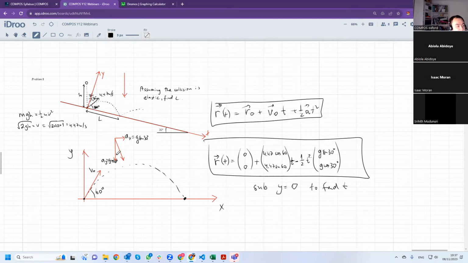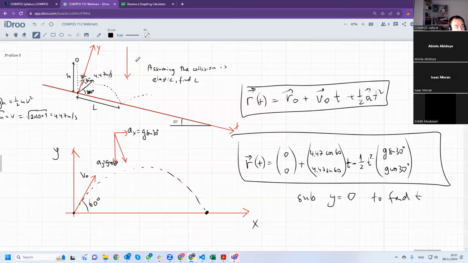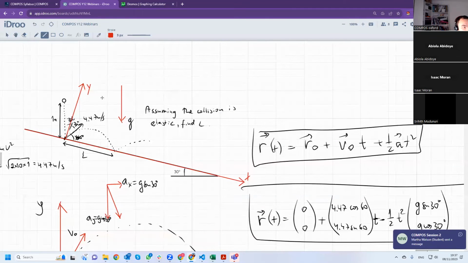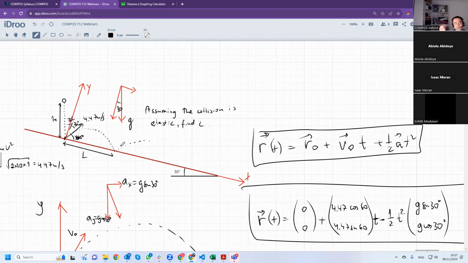When doing A, why did you use 30? Well, if you look at the diagram, because it's the acceleration along the slope. This is g, and g has a component perpendicular to the slope, and g has a component parallel to the slope, and it works out that this is 30. I just used the diagram. I didn't look at the 60.